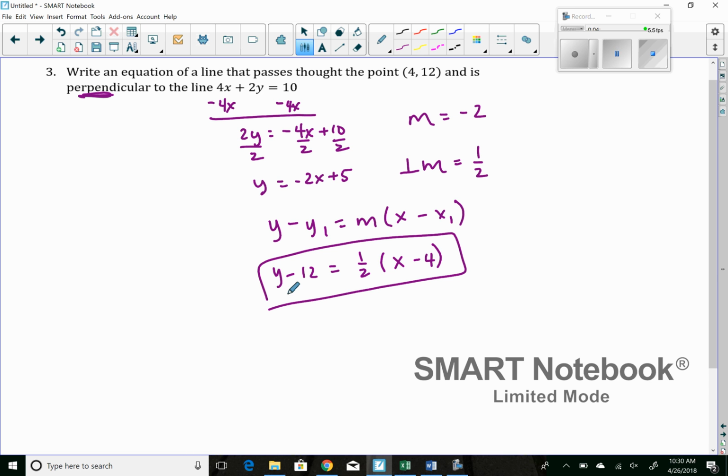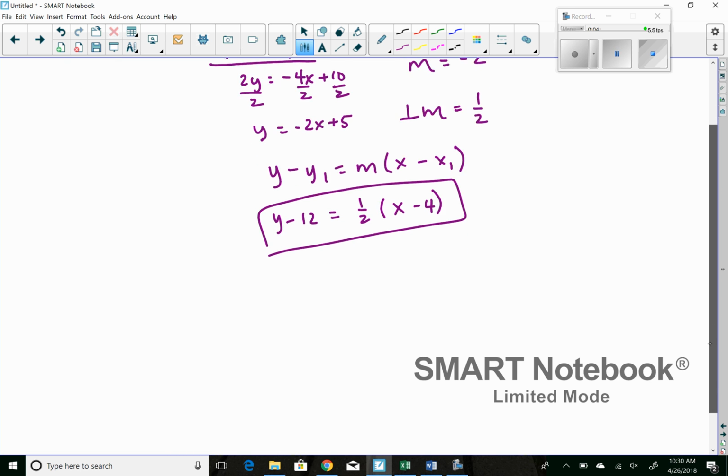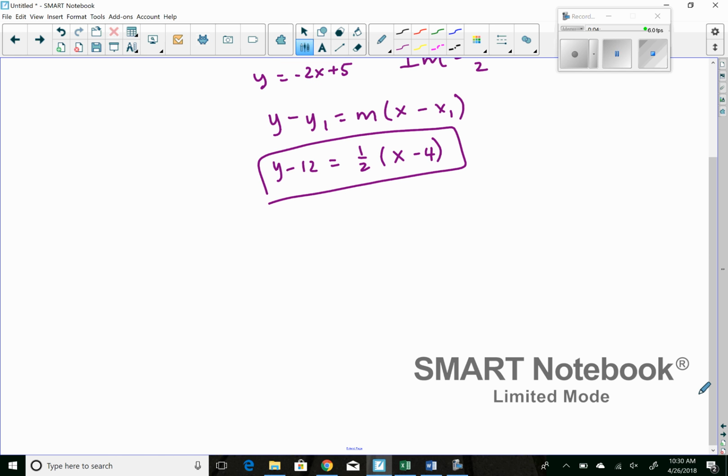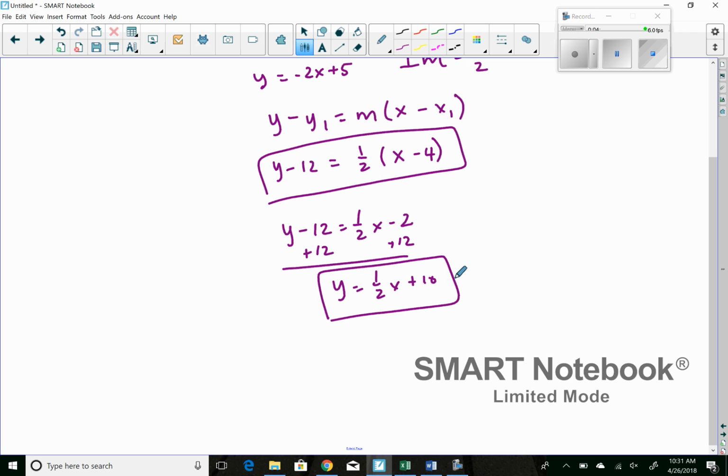Now, only because I didn't do it in the last one, let's solve this one completely for y equals mx plus b, just in case they ever ask that. So I distribute the 1/2, y minus 12 equals 1/2 x minus 2, add 12, and I will get y is equal to 1/2 x plus 10. Remember, there are pros and cons to both. This form of the equation of a line is a little bit easier for us to graph, both on graph paper and in our calculators.